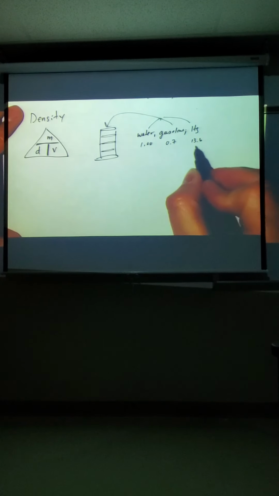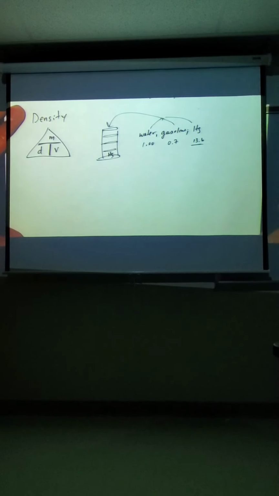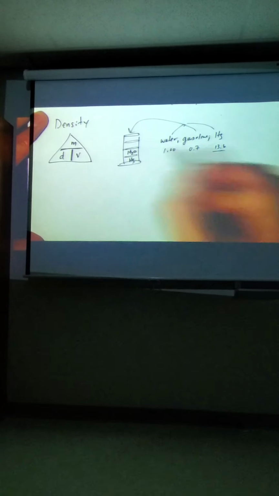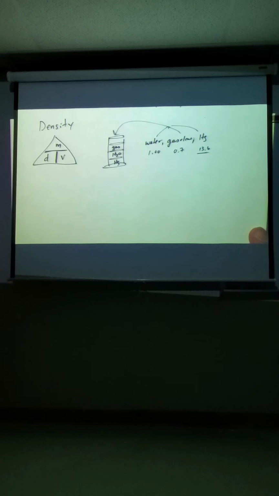So if you throw all three of these together inside, who's going to be where? Well, definitely the biggest density. These are all in grams per milliliter. Going to sink to the bottom. So there's mercury. And then the more dense of the two, water versus gasoline. Water is going to be in the middle, and then gasoline is going to be on top. And that's why oil floats on water, because those are hydrocarbons, less dense than water.